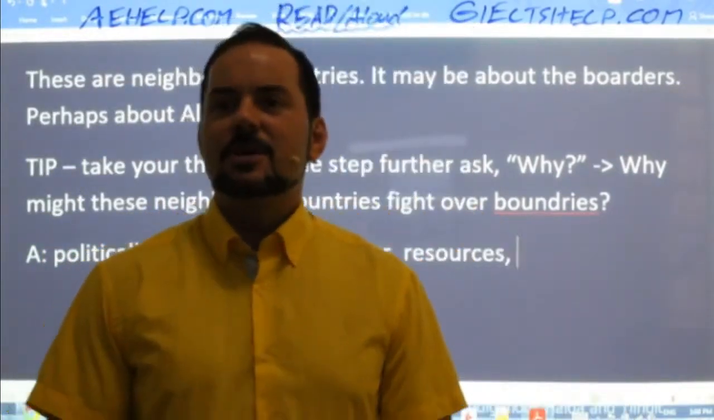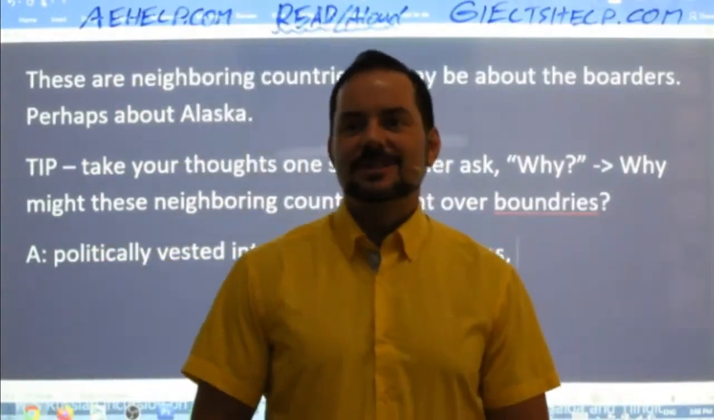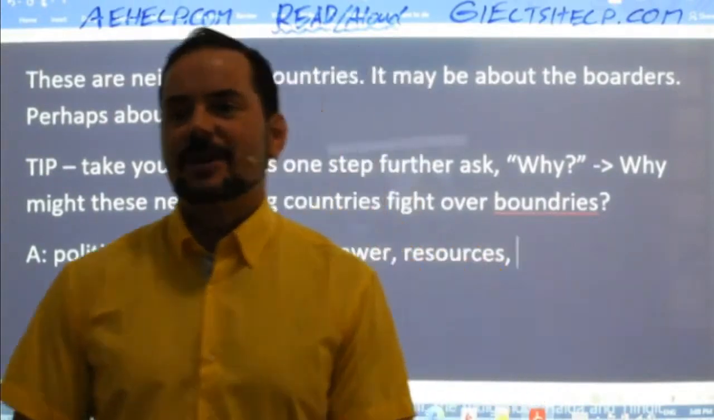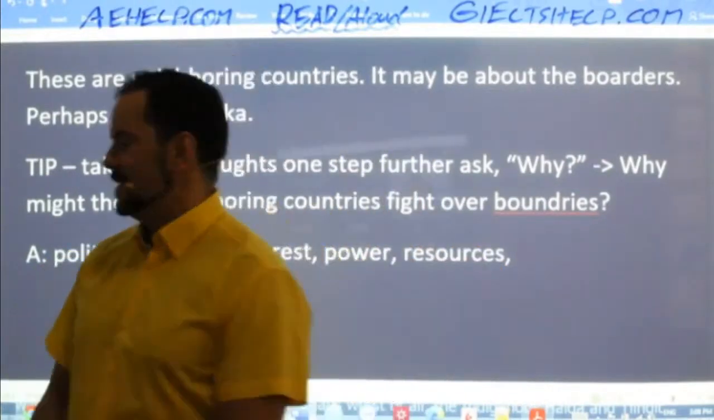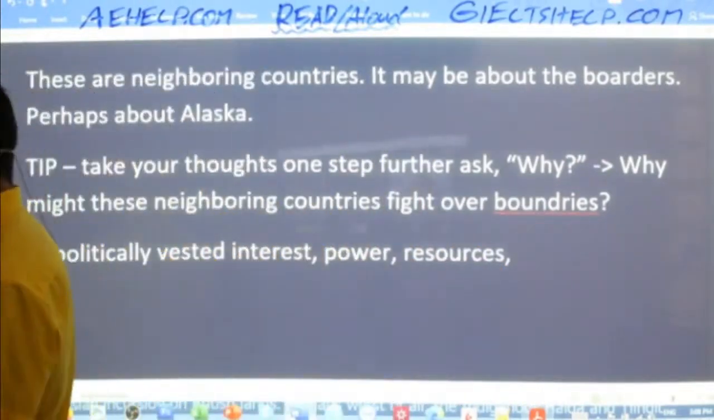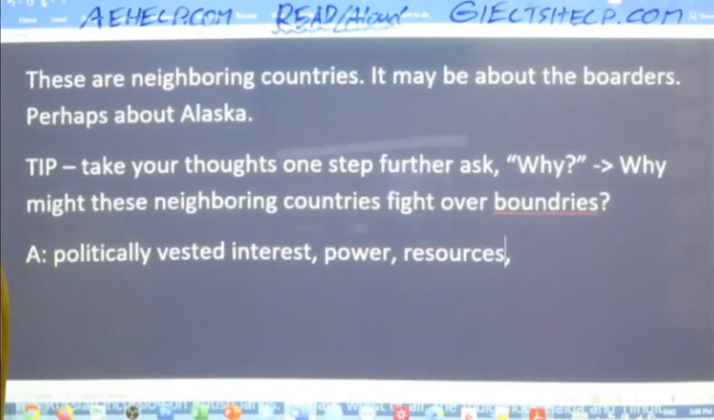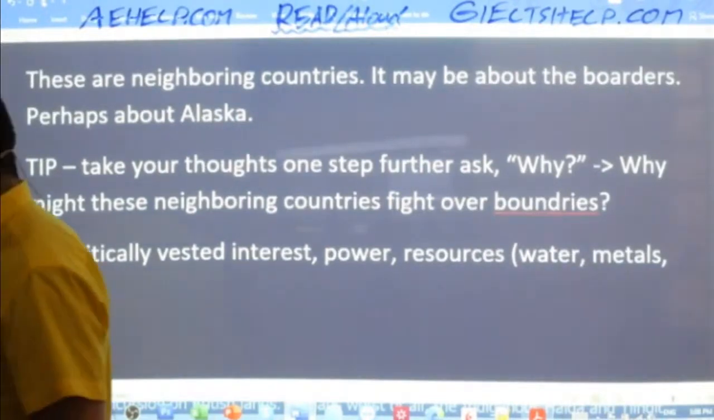It says because each one wants big land and resources. Yeah, humans never have enough, even though Canada and US are among the largest countries. Okay, so politically vested interest, power, resources, sure. And when you think of resources, you should think of water, metals, trees, or wood, right? So there are lots of them, coal, etc. Sure. All right. Now we're getting a good idea.